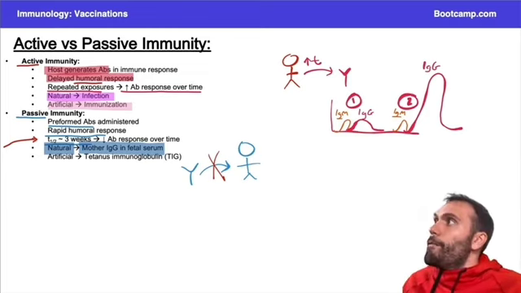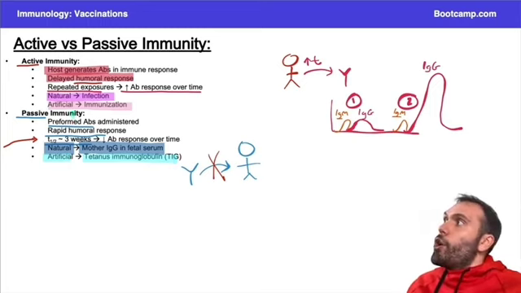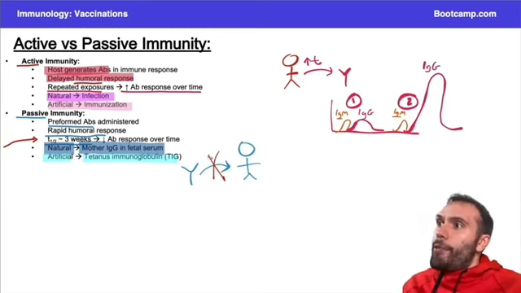Now, there's also artificial examples of passive immunity. So one of the artificial examples here would be giving a patient something like a tetanus immunoglobulin. So this is an antibody that's targeting a very specific pathogen, for example, or toxin. And that's precisely what this tetanus immunoglobulin is. So you're giving the patient, again, antibodies into the serum that are targeting something very specific. Okay, so that's the tetanus immunoglobulin.